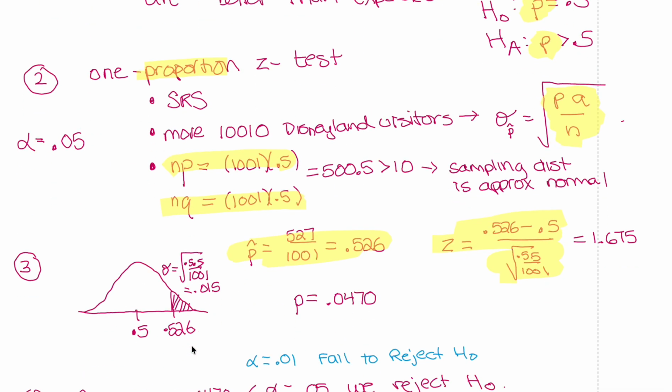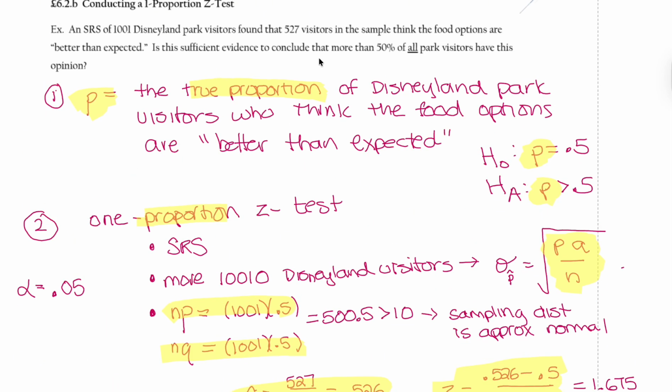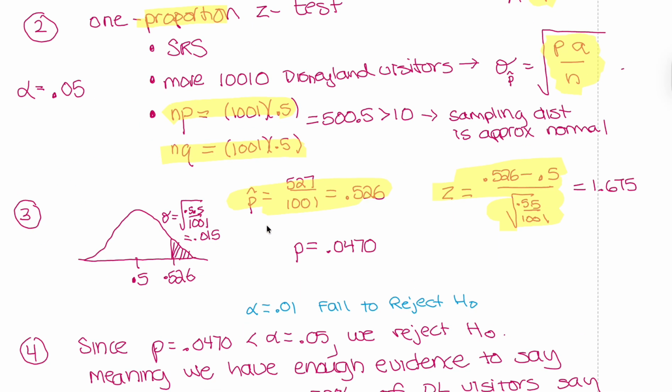The third part is do. You have to draw the normal curve first, if you choose to do it on your calculator. Label the P and P hat. P hat is using the number given in the question, 527 visitors of all 1,001 Disneyland Park visitors. And we found the p hat is 0.526.